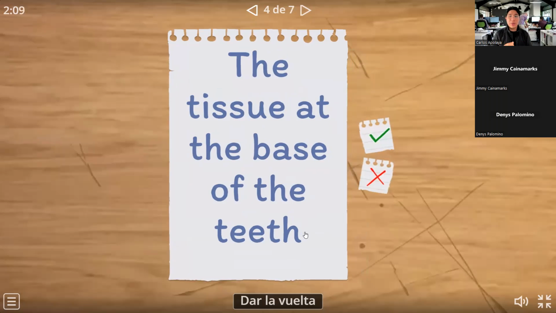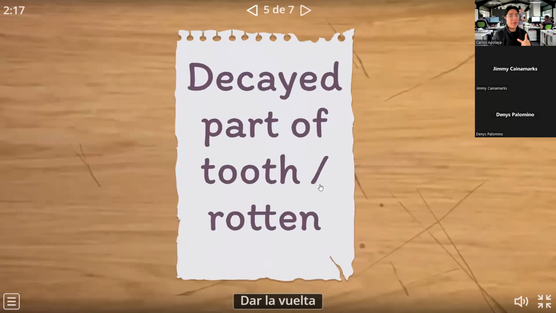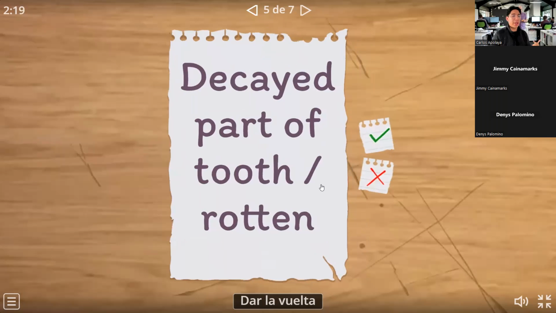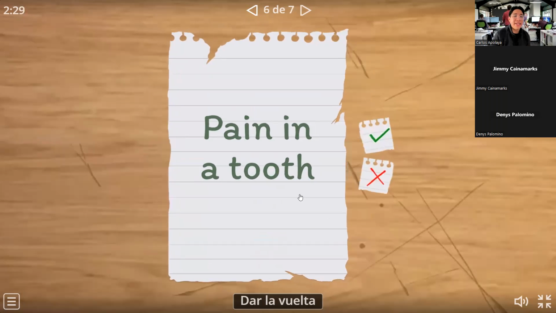Before starting with the conversation class, we have to master the words. The gums, you know the gums, right? Yes. The cavity, what is the cavity, you know? The decayed part of the tooth or root. You got a cavity? Yeah. The cavity. Toothache. What is toothache? Pain in the tooth.